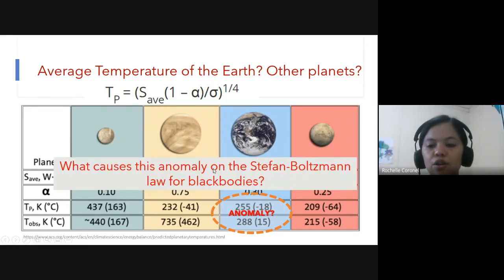So as I've written in your classwork, next meeting, I want you to explain what causes this anomaly in the Stefan-Boltzmann law for black bodies. Remember, this is a universal law. So how can we explain this anomaly? What does the Earth, or these other planets, have that causes this anomaly in the average temperature? We will discuss this in our next meeting.